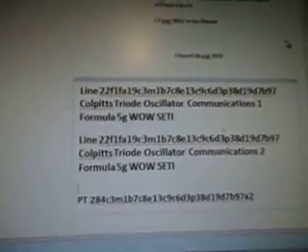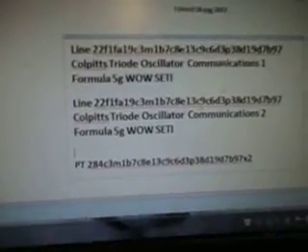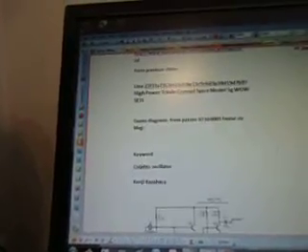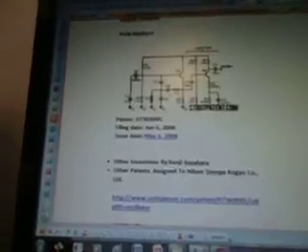Line 22, 7b97 Colpitts Triode Oscillator Communications 2 formula. We're talking about the keyword phase splitter, from patent number 0736905. I looked at the abstract and made a formula from it. You'll have to see the previous video to read. I'm going to start again at the very beginning of the formula because I rushed through it so quickly.